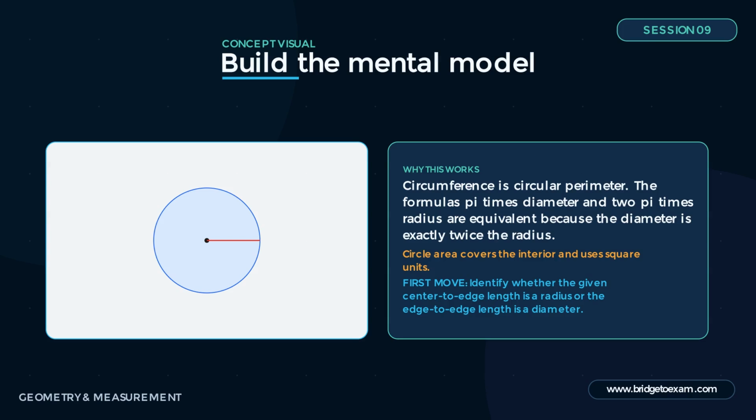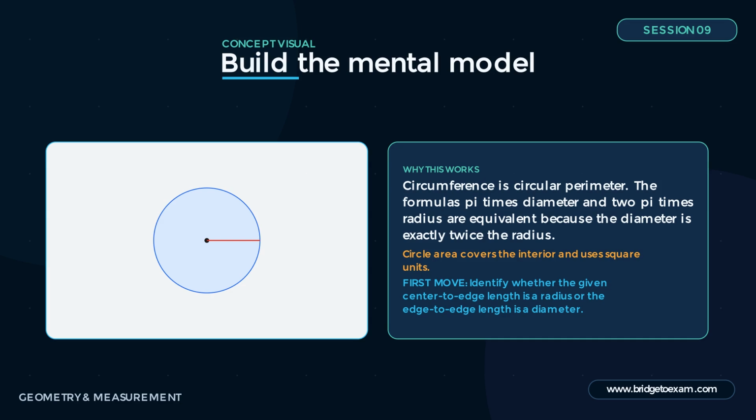Here's the central reasoning. A bicycle wheel with diameter 0.7 meter travels about 3.14 × 0.7 equals 2.198 meters in one full rotation. 10 rotations cover about 21.98 meters, connecting circumference to distance traveled.